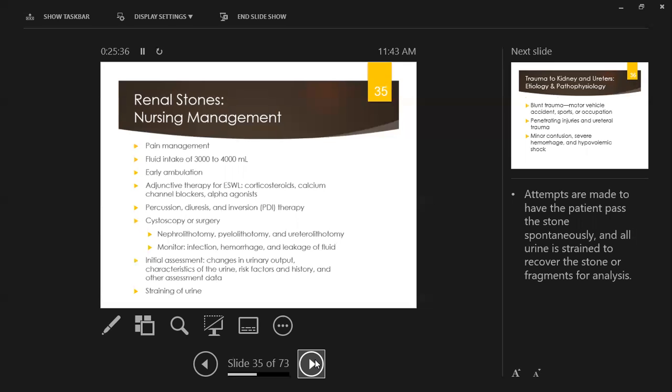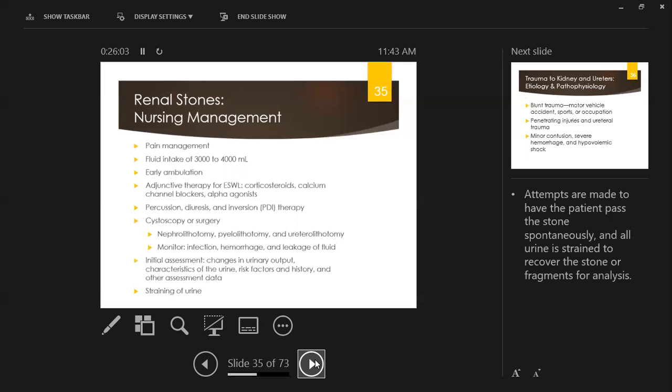Cystoscopy or surgery like a nephrolithotomy, pyelolithotomy or ureterolithotomy, where we're going in and actually removing the stone itself. Monitor for signs and symptoms of infection, hemorrhage, obviously, as we are working with really narrow passageways, and leakage of fluid. Initial assessment, we need to be watching for changes in urinary output, characteristics of the urine, risk factors, and the thorough patient history, and getting other assessment data.